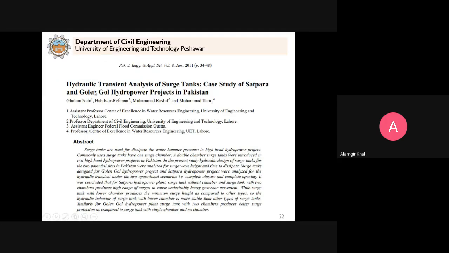If you are interested, there is one paper available, Hydraulic Transient Analysis of Surge Tanks, a case study of Satpara and Golan Gol hydropower projects in Pakistan. This is published from UET Lahore. This is available online. You can study this paper there. They discuss in detail the hydraulic transient analysis of the surge tanks, which we provide for protection against the water hammer.